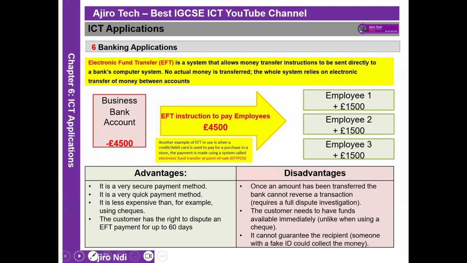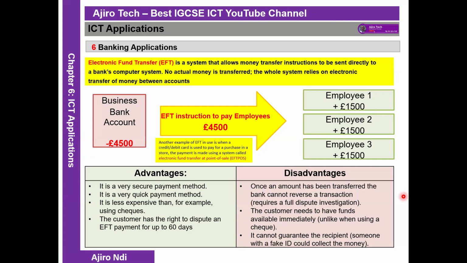So we're going to consider the following: the use of automatic teller machines, ATM. We'll talk about electronic funds transfer. We'll talk about credit and debit card transactions, check clearing, and internet banking. Right there on your screen, we're going to talk about the first one, electronic funds transfer.